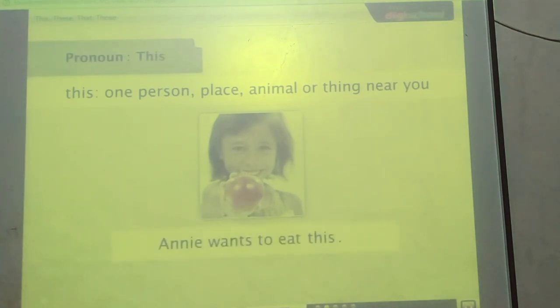Now read this sentence. Annie wants to eat this. In this sentence, the word this is used in place of the word apple, but you know what this means because the picture shows you that it's an apple and because of the action word eat. So you can use the pronoun this to point to a noun even when the noun is not part of the sentence.